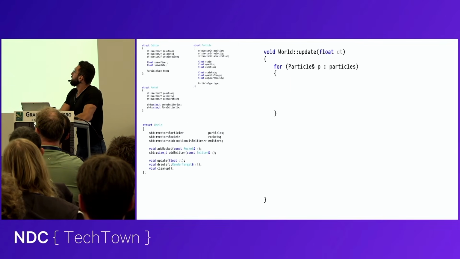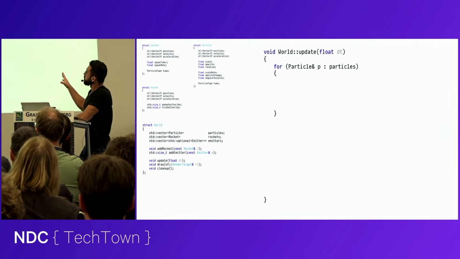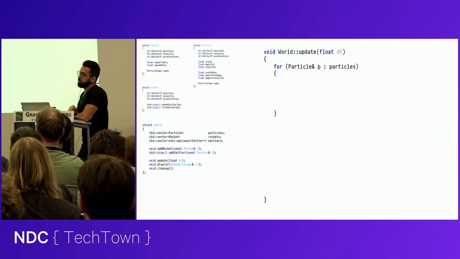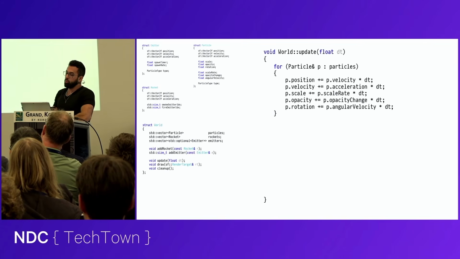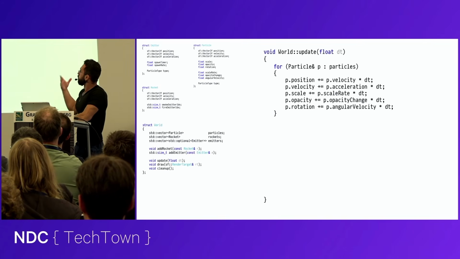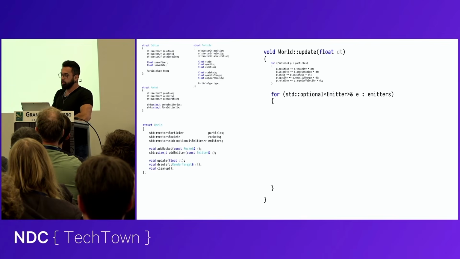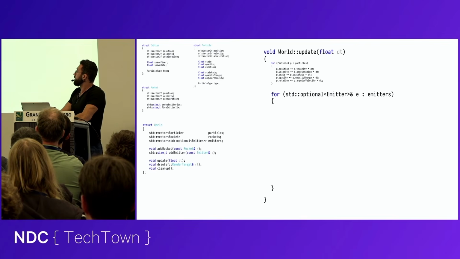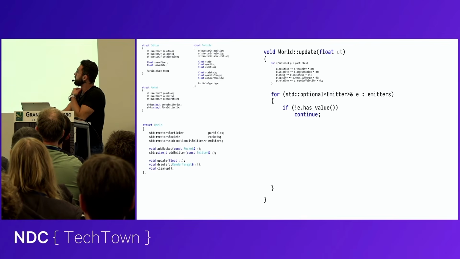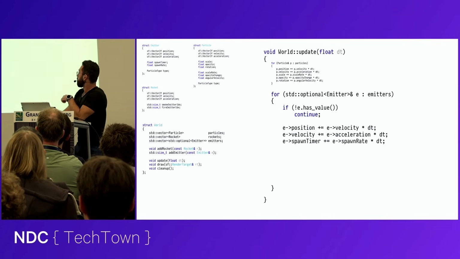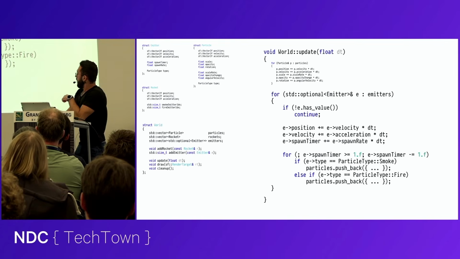So how do we actually update things? Well, now the world is responsible, and we can see everything that is done through the update member function over here. We're going to loop over all the particles and then perform our integration all in one place, which is quite nice. Then for the emitters, we're going to loop over all the emitters, skip the ones that are empty, those are the slots that we might want to fill in later, perform our basic operations just like before, and then we're going to do this.